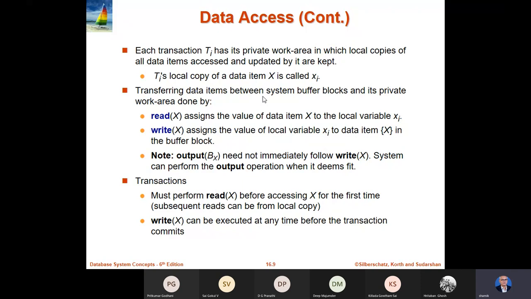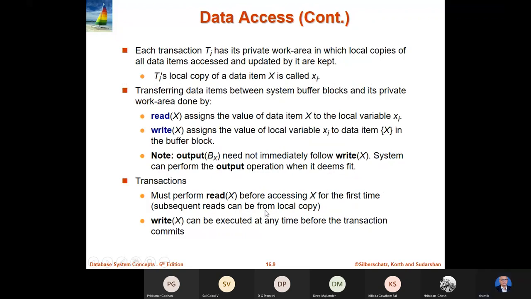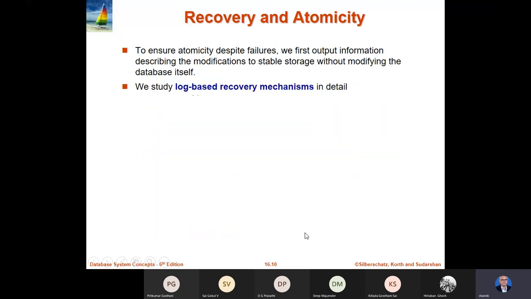So this is what I have already mentioned, about what read(X), write(X) do with local values. This is what I have been repeating a few times for your understanding: output(BX) need not immediately follow write(X). This write(X) is done, or write(Y) is done, but the output need not follow immediately. Transactions perform read(X) before accessing X for the first time. Write(X) can be executed at any time before the transaction commits.